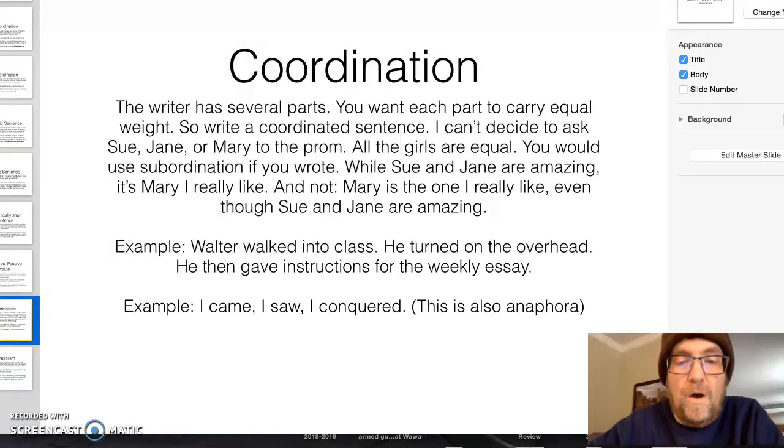An example, Walter walked into class. He turned on the overhead. He then gave instructions for the weekly essay. All right, that's all coordinated. All right, did this, did this, did this. All right, the same grammatical structure. He walked, he turned, he gave instructions. Another famous example is Veni Vidi Vici, right? I came, I saw, I conquered. That's also anaphora.